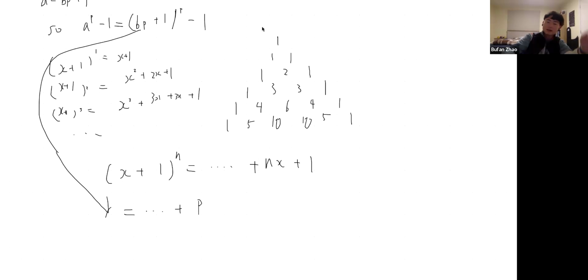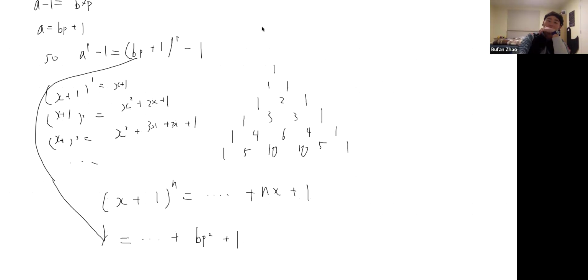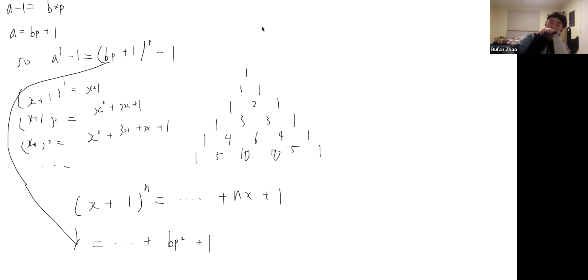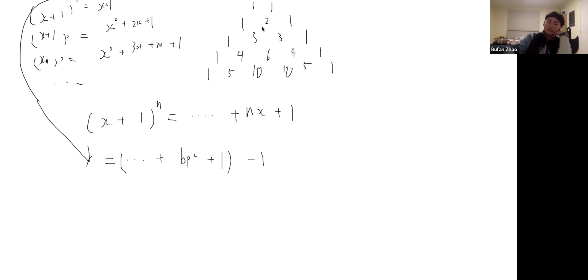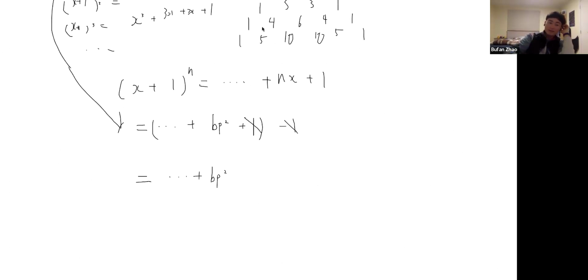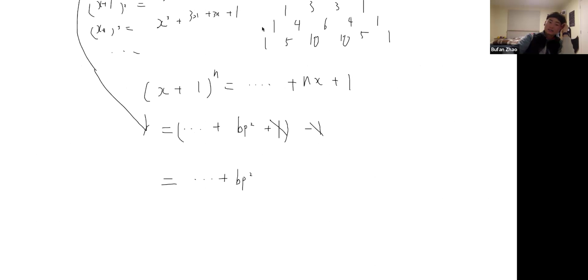b p squared + 1. Oh, and then because we have a minus 1 here, we move the minus 1 over here. Now, +1 and -1 cancel out, so it's a bunch of things plus bp squared. Yes, just bp squared. So what is the question asking us to prove? I want to prove that p squared divides dot dot dot + bp squared. Well, p squared most definitely divides bp squared, right? That's just obvious. No, what about the dot dot dot?